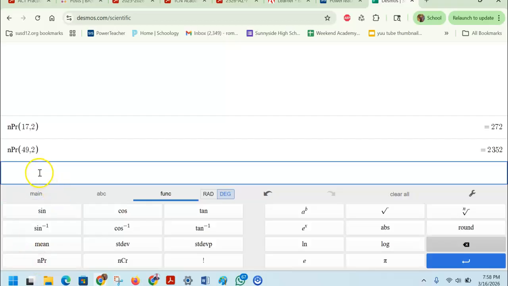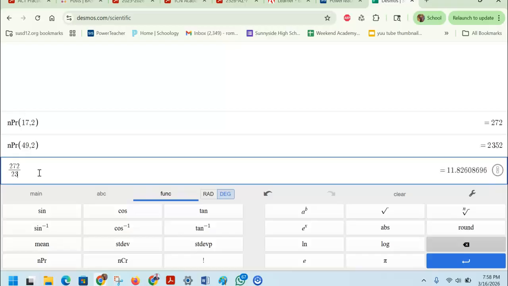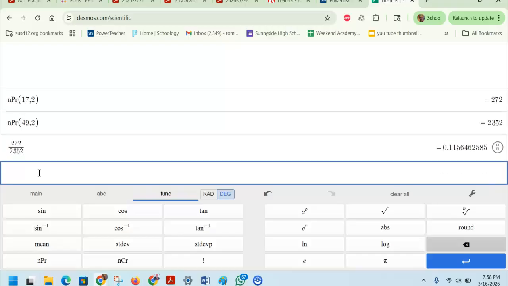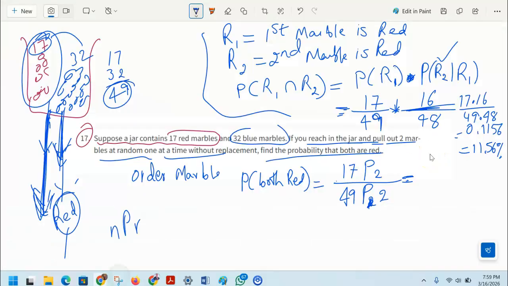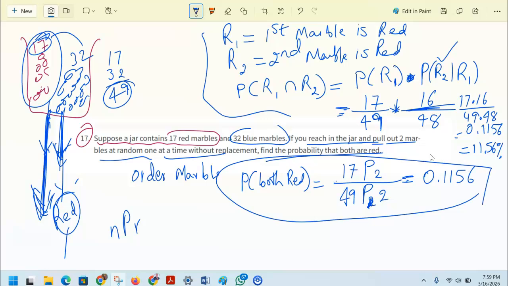And then you do the ratio of 272 divided by 2352. And you get the same answer, see? So this is how you can use the calculator. So another way to do, just wanted to show that. So you get the same answer, which is 0.1156. Okay, so this is also easier.